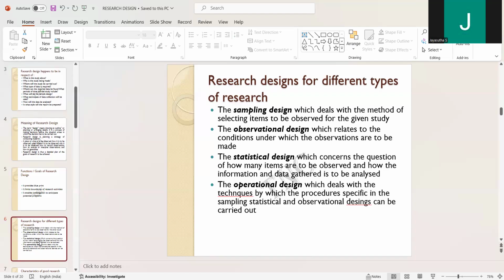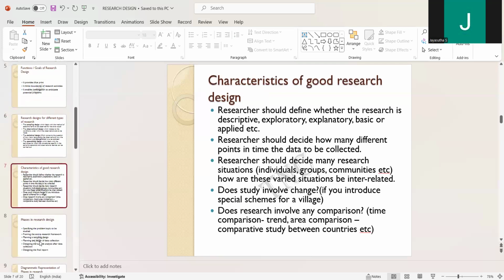The sampling design decides which method and items are to be observed for the given study. The observational design should be made under the given conditions. The statistical design covers how the information gathered should be analyzed, and it deals with the techniques and procedures specific to the sampling and the statistical observation methods also.